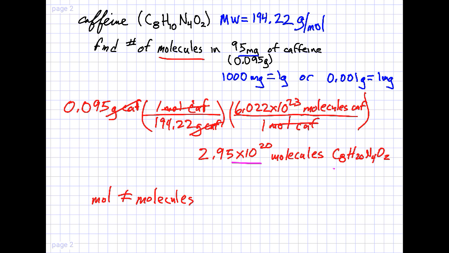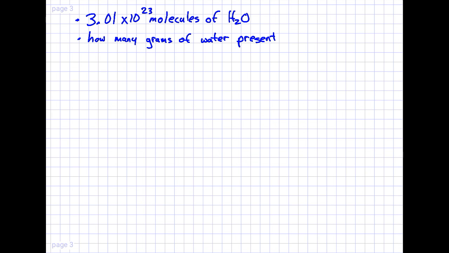This time, let's go between molecules and grams. So in this case, let's assume that we have 3.01 times 10 to the 23rd molecules of water, and we are trying to find out how many grams of water are present. So since we are going beyond moles and we're trying to find the grams, that tells us right away that we're going to have to calculate the molecular weight.